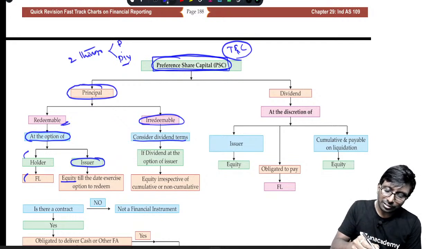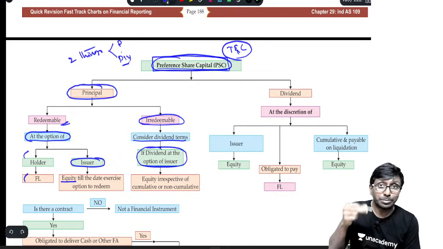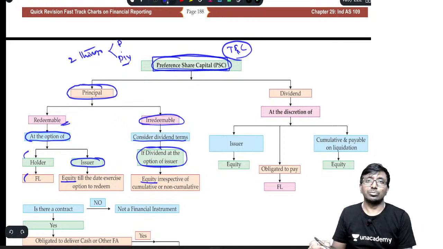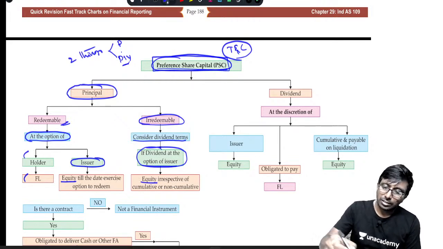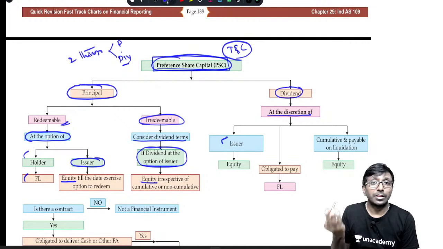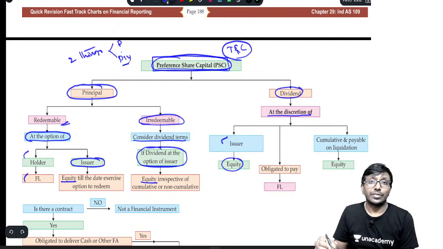Next, if the dividend is payable at the option of the issuer, the company decides whether to give dividend or not to give dividend. Then principal I am not responsible for, and dividend also nobody has the right to ask me. Then obviously it is equity to me. It is a 100% equity instrument to me, right? Next, come to the dividend angle. If the dividend is at the discretion of the issuer, the company will pay whenever they feel. If they want, they will pay; otherwise they don't want to pay. Under that circumstance, I'll classify it as equity.